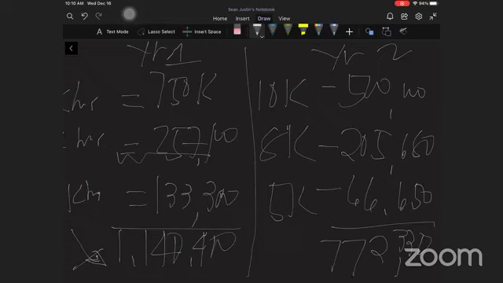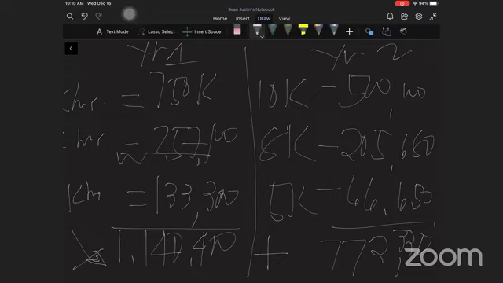How much is the accumulated depreciation on year 2? The answer is 1,912,730. Again, accumulated depreciation is all the depreciation, so you add this.